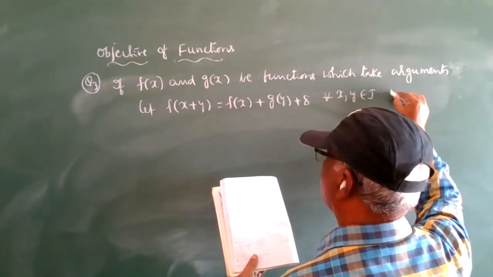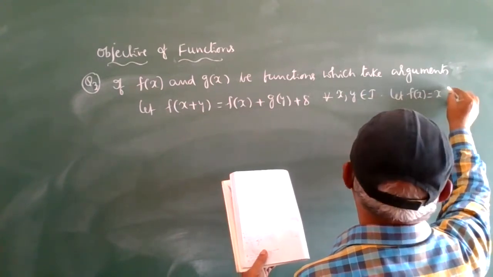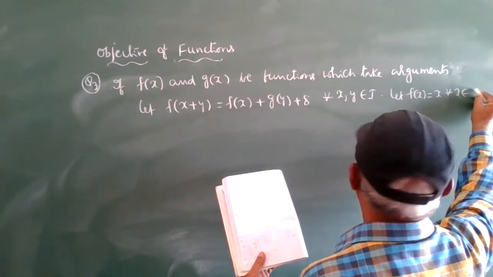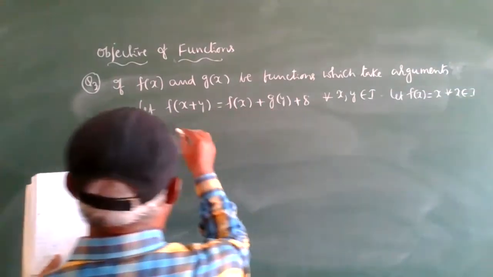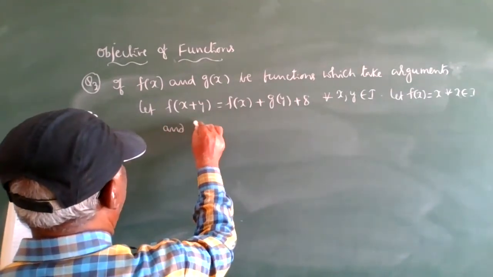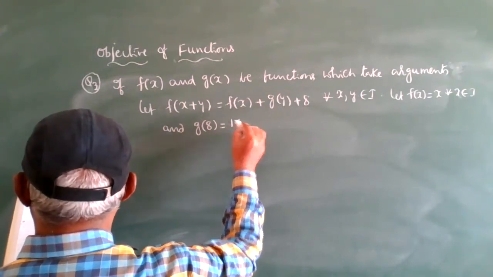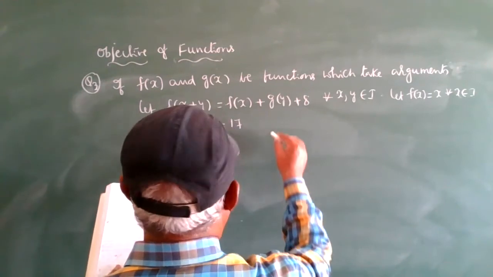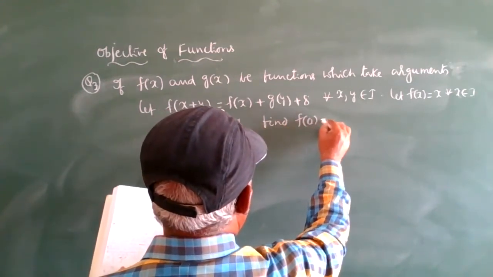Let f of x is equal to x for all x belongs to integers. Next, g of 8 is equal to 17. Find the f of 0 value.